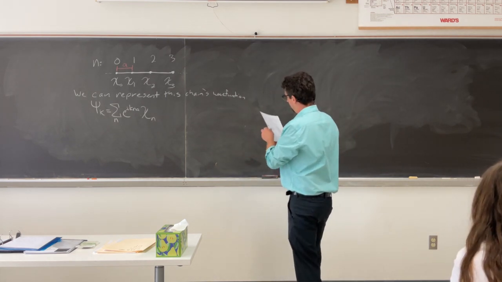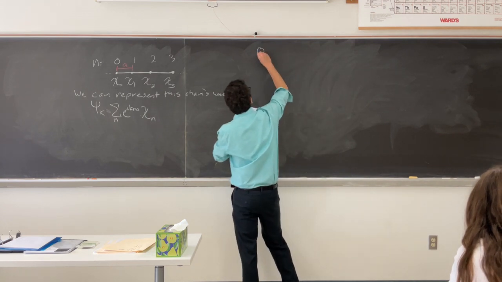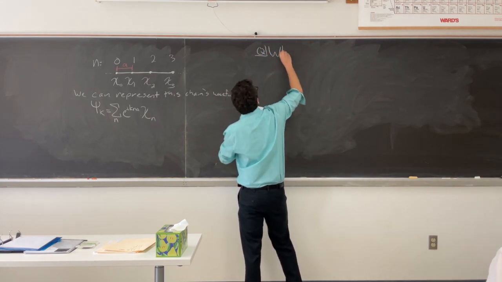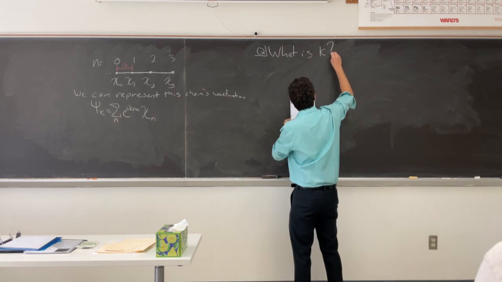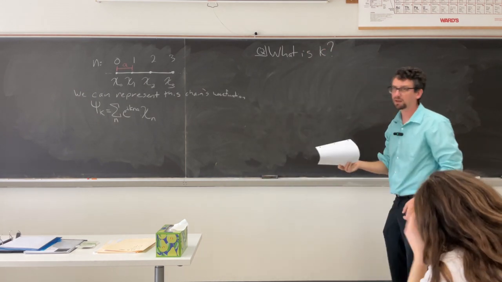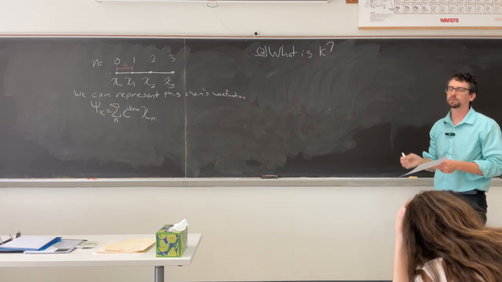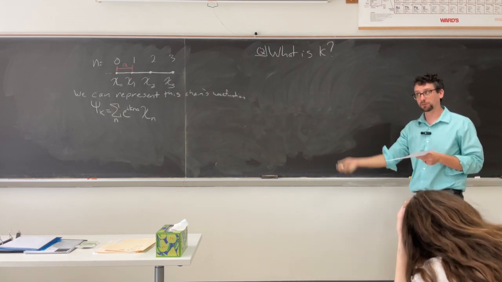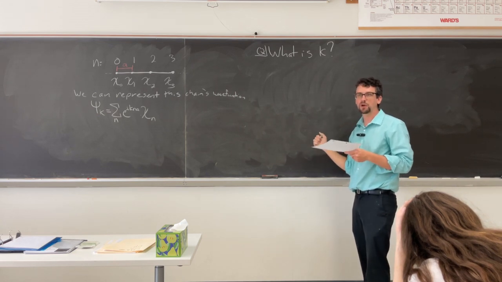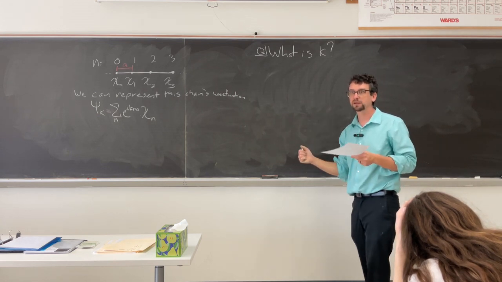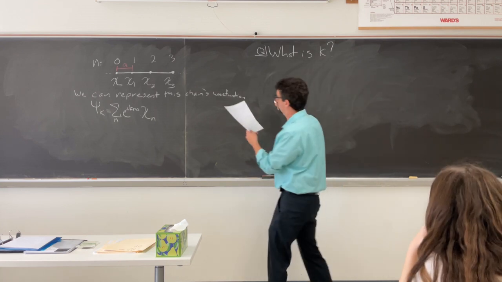Okay, so question. What is K? It has to deal with reciprocal space. But what it's really keeping track of is symmetry. It's an index for symmetry.